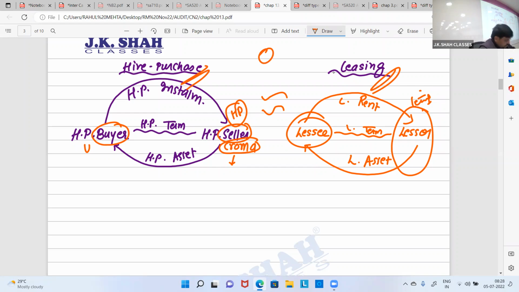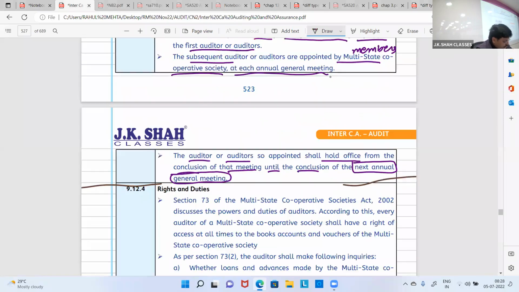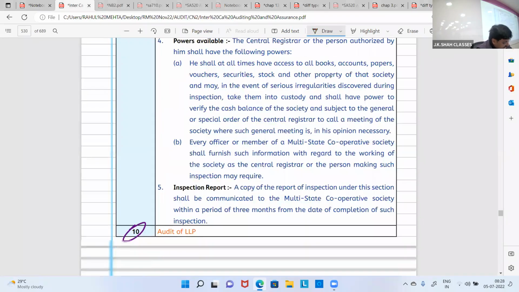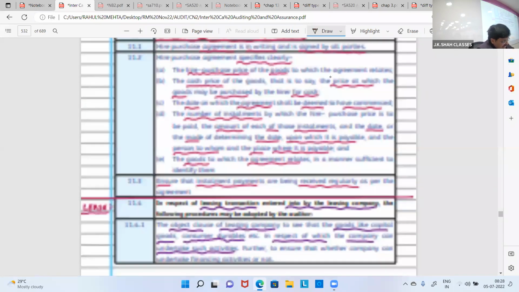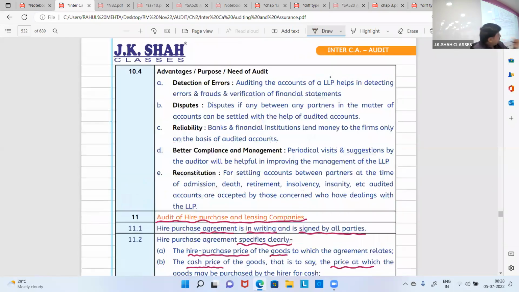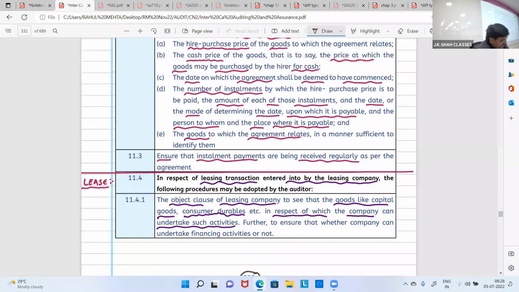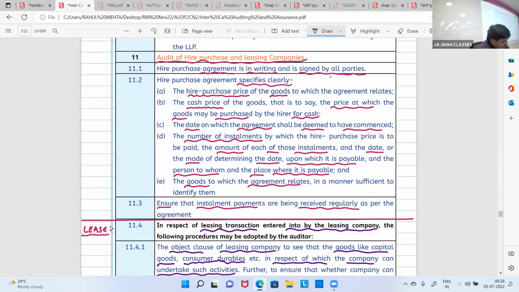All cool? Come, textbook. It's important. It comes for 4 to 5 marks each. I want you to come to page number 529. From here till here, these many points are regarding your hire purchase. Please read it carefully.